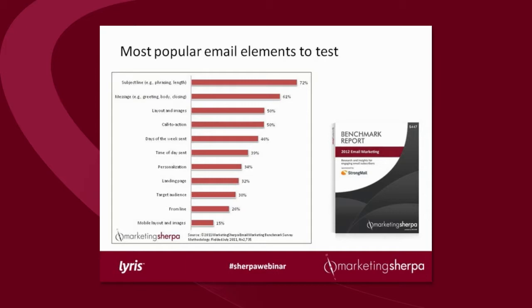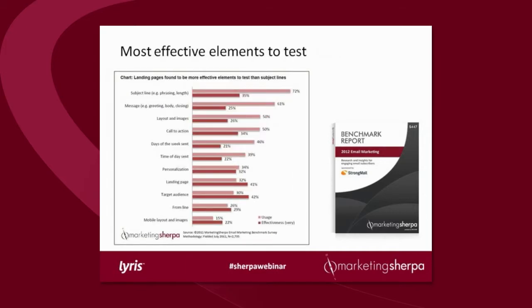But here's the next chart, John, I thought was a little more interesting. So let's take a look. On this next chart, we looked at not just what people were testing most frequently, but how effective it was. What was the effectiveness compared to how frequently they were testing it? So yeah, 72% of marketers are testing subject lines, but only 35% are telling us that it's very effective.